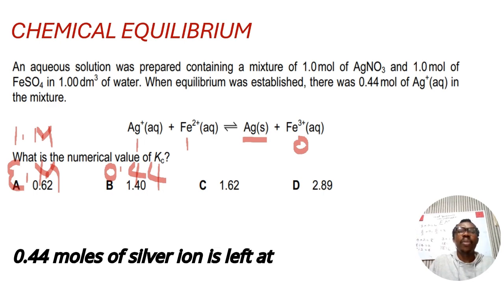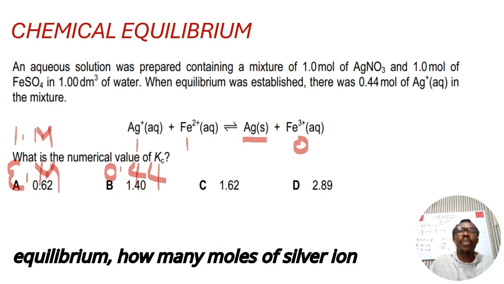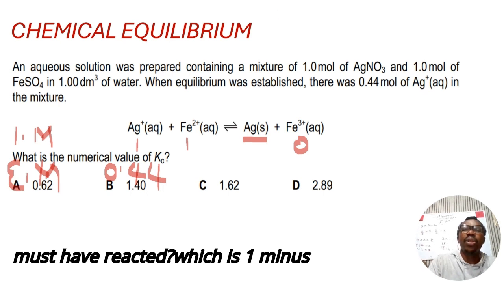So if 0.44 moles of silver ion is left at equilibrium, how many moles of silver ion must have reacted? Which is 1 minus what?